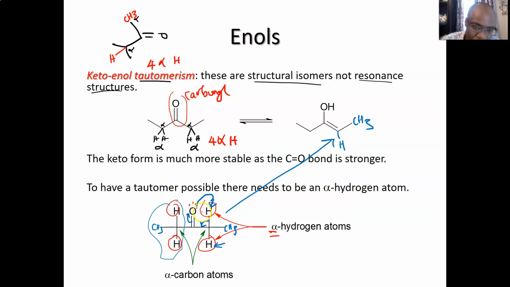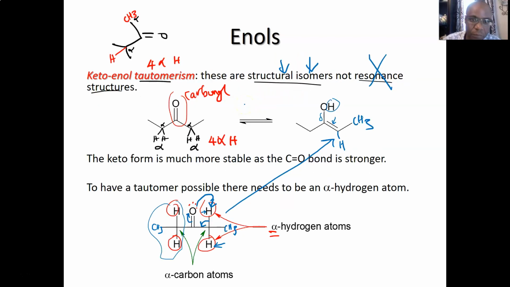This hydrogen was grabbed by the oxygen. It's this hydrogen right here. The pi bond opened up, you're left with only a sigma bond, and then you made a double bond right here, which is this double bond. You've not lost any element, you just rearranged the position of the pi bond and the hydrogen, so it's not a resonance, it's a structural isomer.